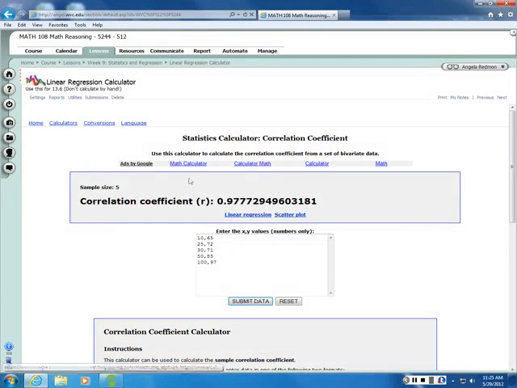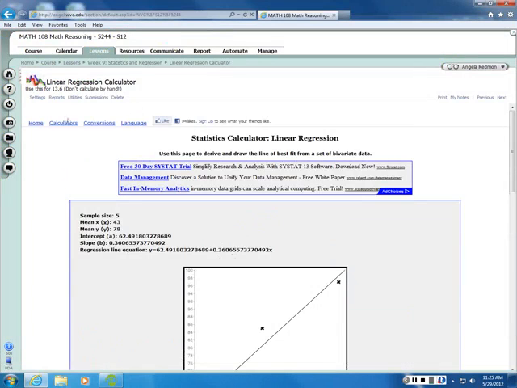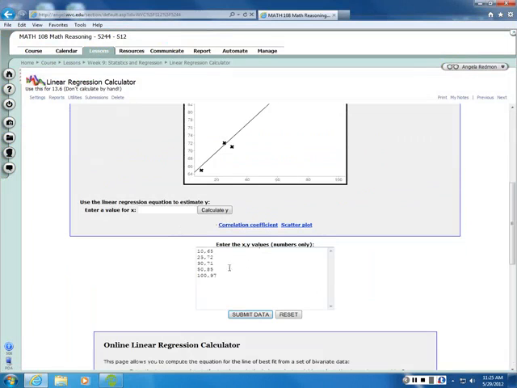Okay, there it is. And let's see, I want to go back to linear regression. And let's go back to, I think there's a reset. Oh, here. So let's just resubmit the data. So I'm going to go back to my data here. I'm going to clear it. Then I'm just going to resubmit my data. So 1, 12, enter. 2, 8, enter, 3, 5, enter, 4, 3, enter, and 5, 2. Submit data.